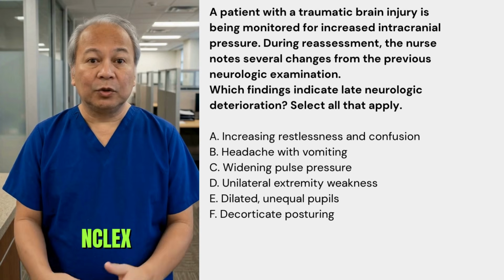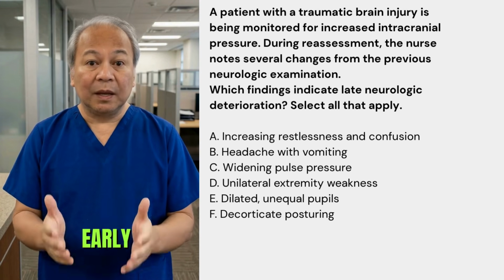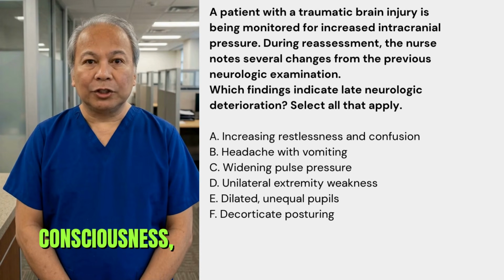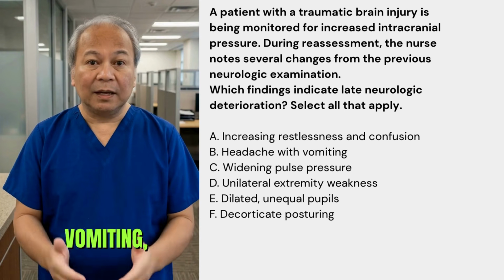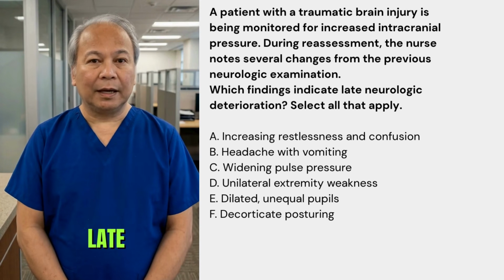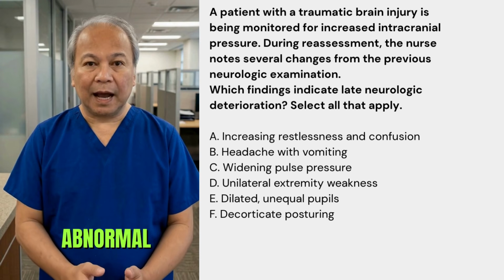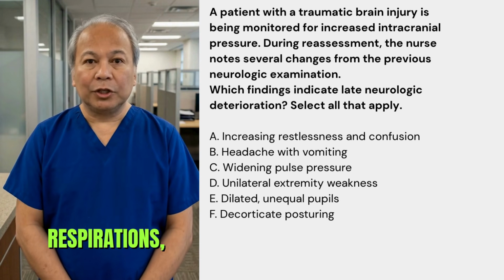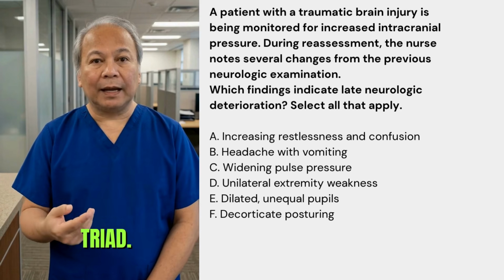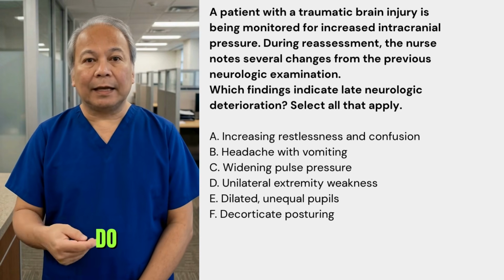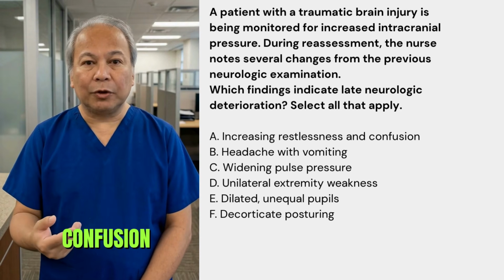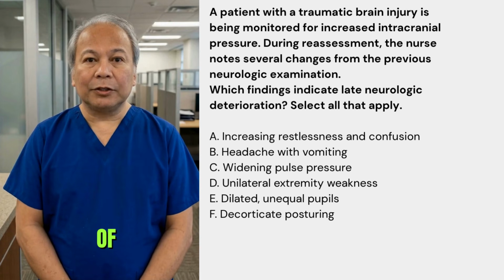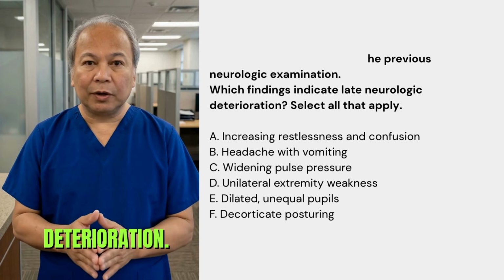So here is your NCLEX takeaway. Early increased ICP: changes in level of consciousness, restlessness, headache, vomiting, and motor changes. Late increased ICP: abnormal pupils, abnormal posturing, irregular respirations, and Cushing's triad. If the question says late, do not automatically choose confusion just because it sounds serious. Look for evidence of severe neurologic deterioration.